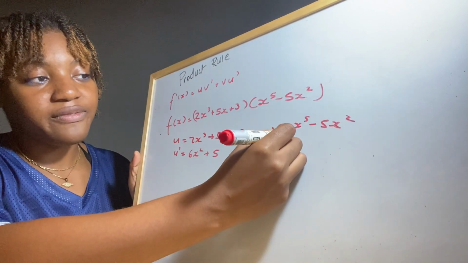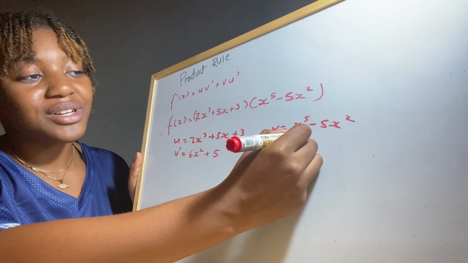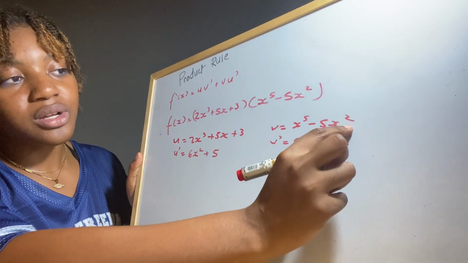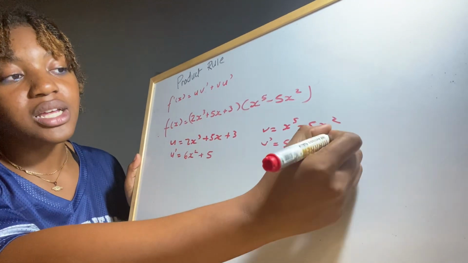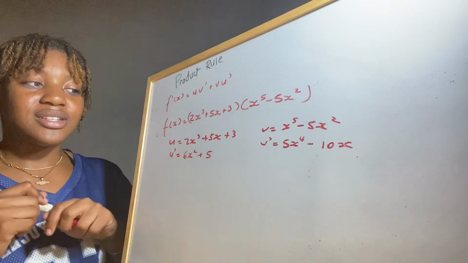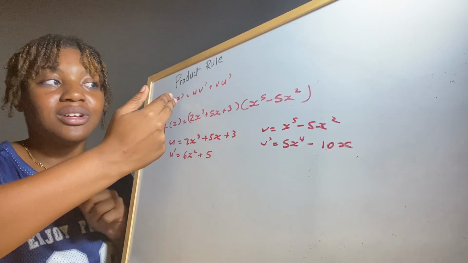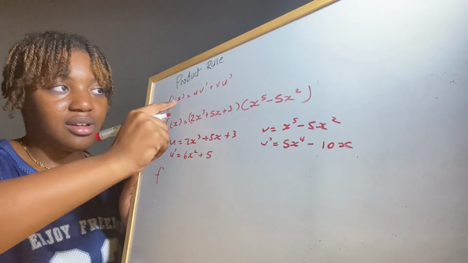Next, we're going to differentiate v. So x raised to the 5th power would give us 5x to the 4th power minus 5x squared would give us 10x. So since we did that step, all we have to do now is follow the power rule and just follow this format. So we're going to put things how they are in this format.